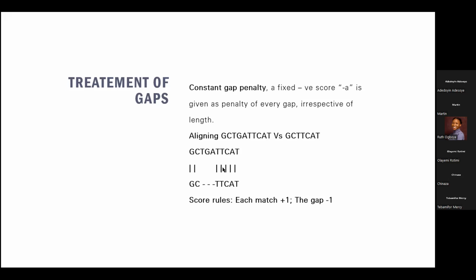T and T, we have +1, and we have +1, and +1, +1. So when we add up everything together, yes, Mercy, the 3 gaps are -1. That's why it's called a constant gap penalty. 3 of them are -1, but even if you had 5 of them here, it would still be -1.